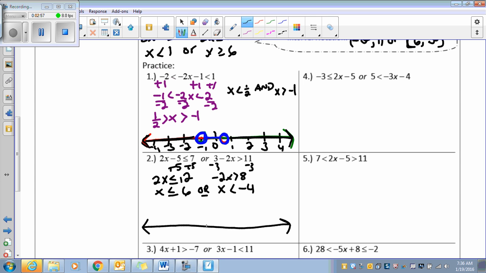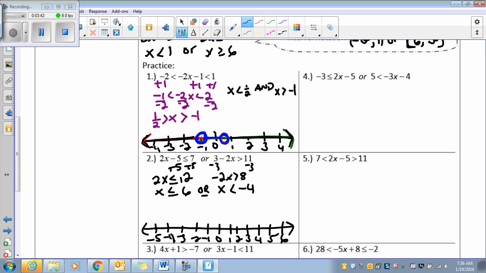So we'll draw our number line. And we'll say 0, 1, -1, -2, -3, -4. Well, we need to have it go to 6. Sorry, let's try this again. I was thinking that was a -6, not a +6. I have -5, -4, -3, -2, -1, 0, 1, 2, 3, 4, 5, and 6.